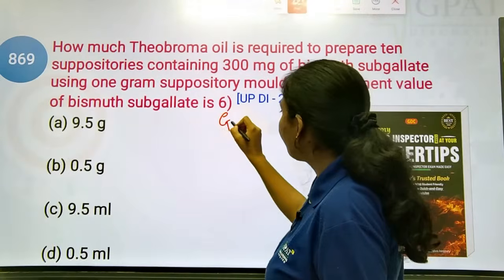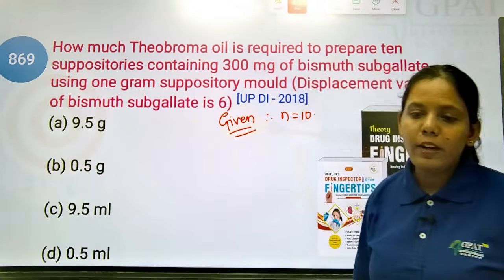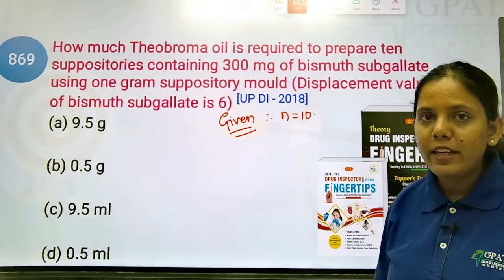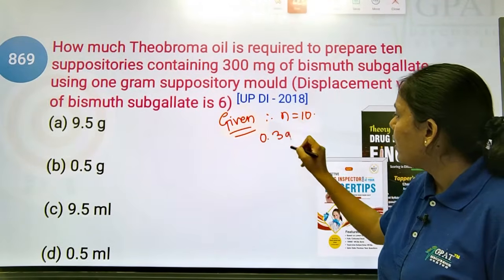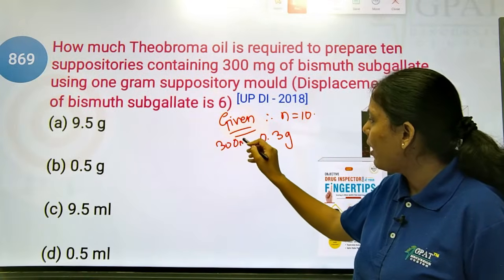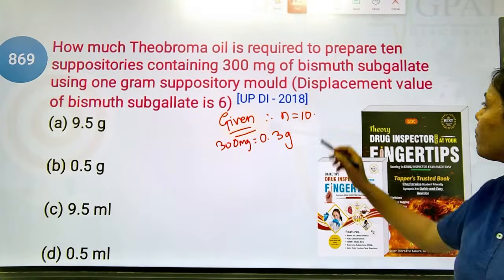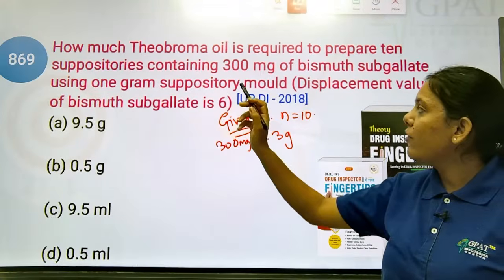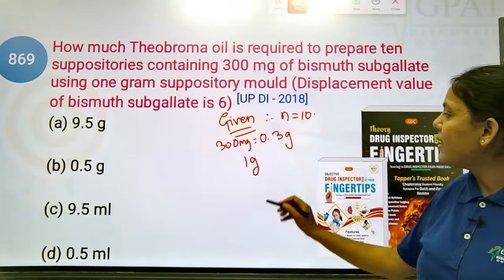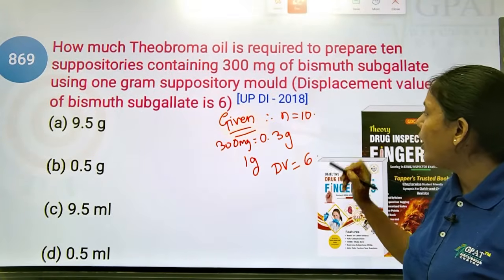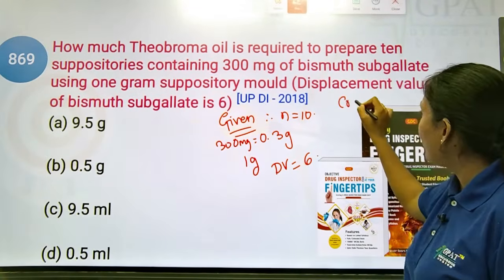So what is given? You first write it down, right? How many suppositories have been given? N is equal to 10. What is the drug? 0.3 grams, 300 mg, but I am writing in grams. You can write it in mg or in grams also. 300 mg of bismuth subgallate using 1 gram of the suppository mold. How much? 1 gram of the suppository mold. How much is the displacement value? Displacement value is 6. And they are asking how much cocoa butter is required.